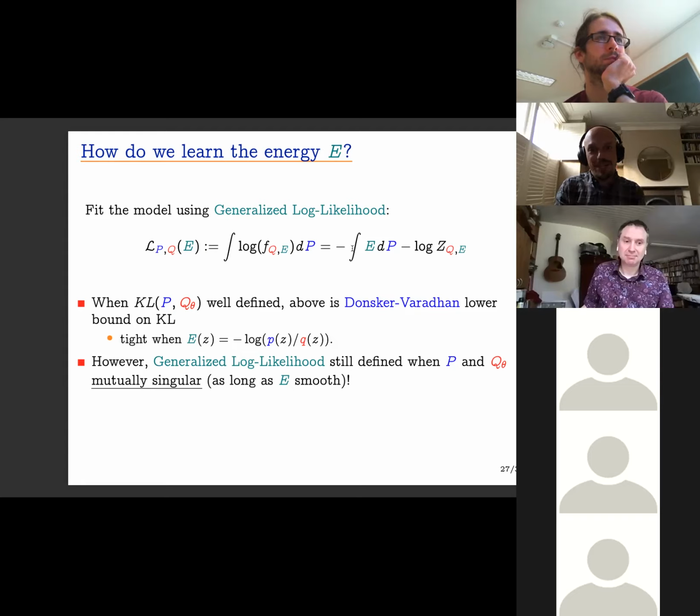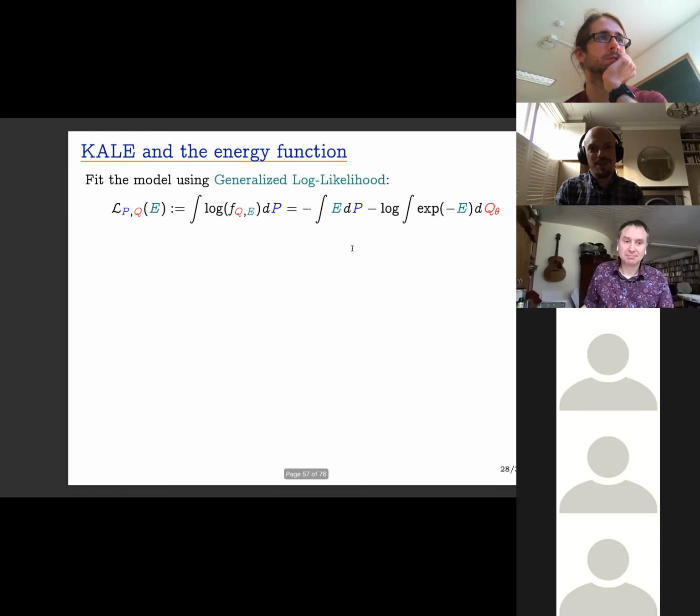Okay, so we're fitting this generalized log likelihood, but this doesn't look like a critic function. Let's rewrite it here. So here is my generalized log likelihood: minus E_P minus log E_Q of e^(-E). This part looks like the critic function from before, but this part doesn't.